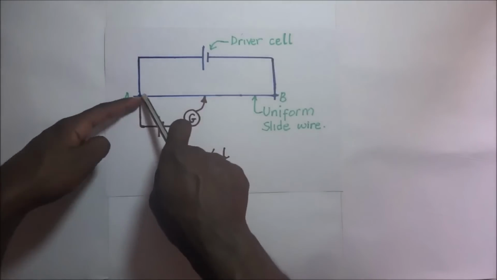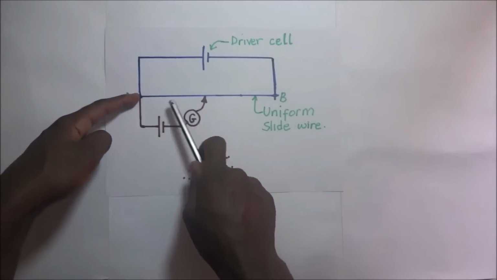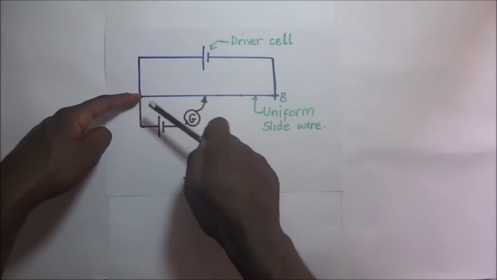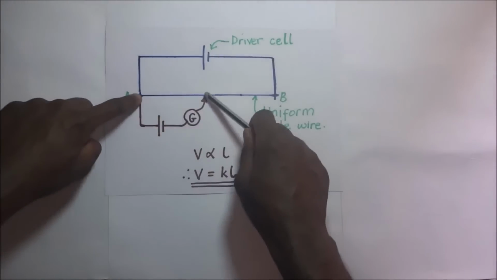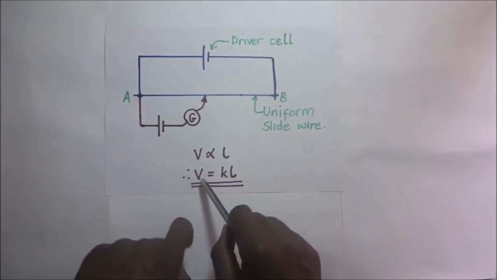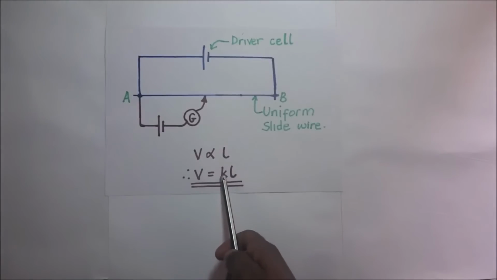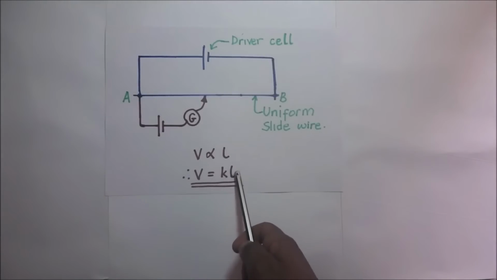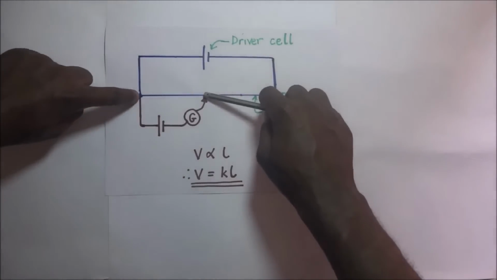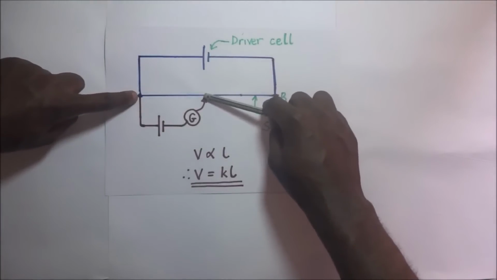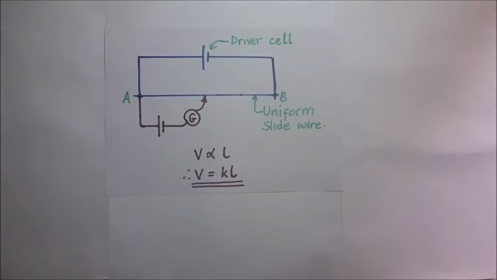So if the PD per unit length here is 1 volt per centimeter, meaning that for every 1 centimeter portion of the wire the potential difference is 1 volt, and we find that the balance length after moving this jockey is 10 centimeters, then the potential difference across the balance length will be 1 volt per centimeter multiplied by the balance length of 10 centimeters, which gives 10 volts. And those 10 volts, the potential difference across the portion of the balance length, will be the same as the unknown potential difference that has been connected in the secondary circuit.